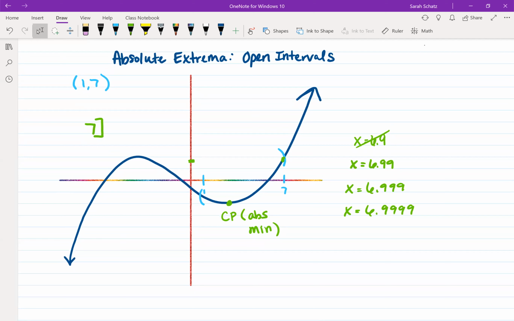Guys, what it means, because I cannot include that endpoint, is that I actually have no absolute max. And it's hard to think about that because on a picture, you can see, oh, well, there is a high point in there. It's just the one as close to 7 as you can get. But as close to 7 as you can get really isn't a thing we can define. So if your high or your low point are occurring at an open end, you can't actually call that a max or a min.